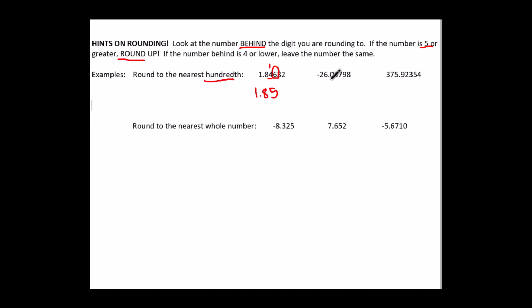Okay, nearest hundredth again, so I'm going to go out to the 3. 7 is greater than 5, so I'm going to add 1. It's going to be negative 26.04. Going to go out to the nearest hundredth. Look at the next digit, that's a 3. 3 is not greater than 5, so that's going to remain 375.92.